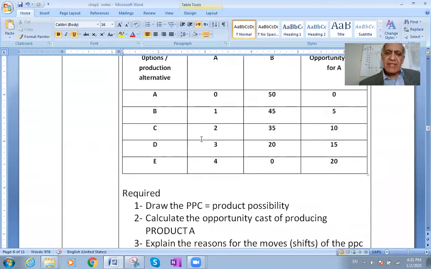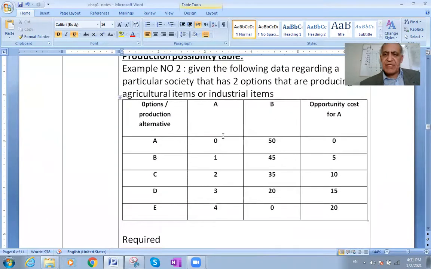Also there is another example here, and I just want you to take a chance. It's the same thing. When you draw it, you will draw A as 0, 1, 2, 3, 4, 5, and B as 50, 45, the same example as in front of you on the board.